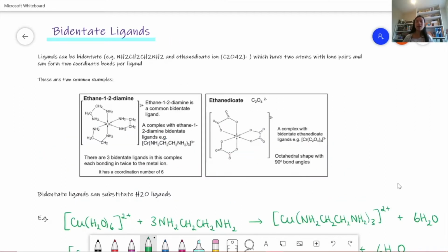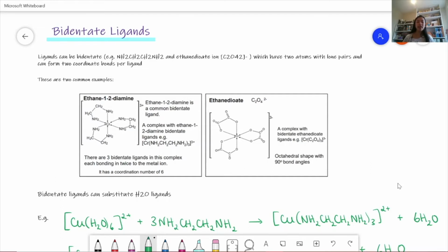So now we're going to talk about the second type of ligands, which are bidentate ligands. So examples of bidentate ligands are ethane-1,2-diamine and ethane dioate ion. And they both have 2 atoms with lone pairs, which can form 2 coordinate bonds per ligand to the central metal ion. And so, as you can see, with the ethane-1,2-diamine, there are 3 bidentate ligands in this complex, and they bond twice to the metal ion. And so the complex still has a coordination number of 6.